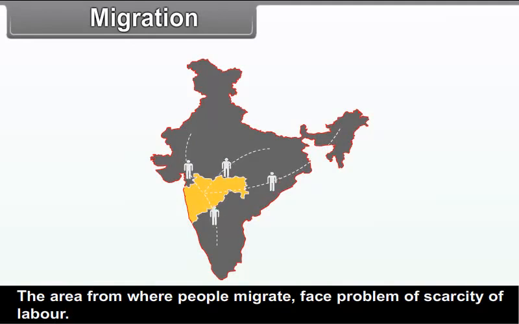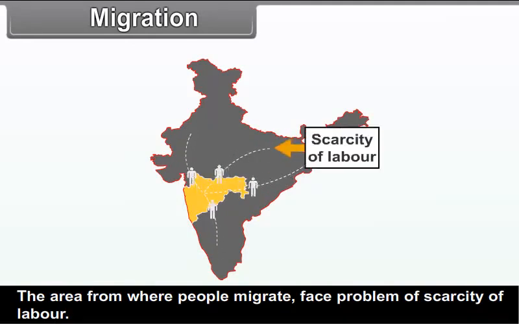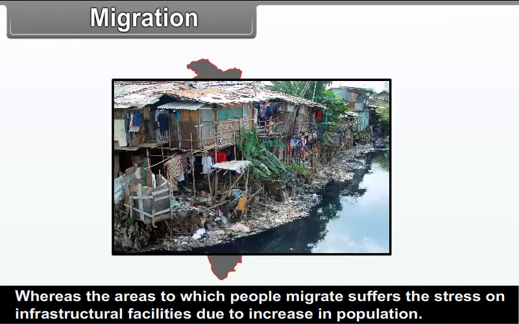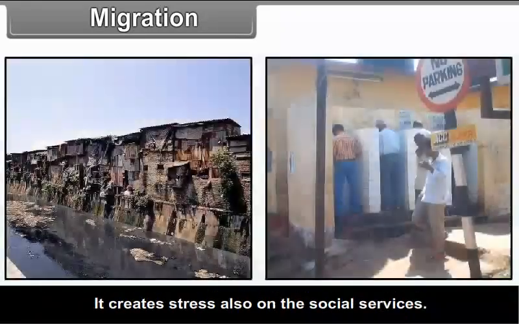The area from where people migrate faces the problem of scarcity of labor, whereas the areas to which people migrate suffer the stress on infrastructural facilities due to increase in population. It creates stress also on the social services.